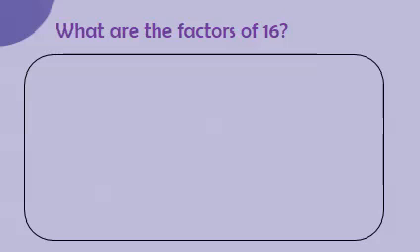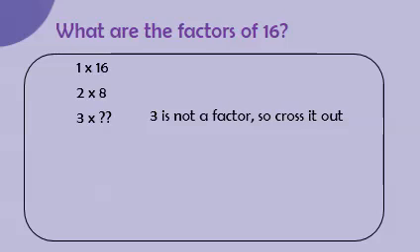What are the factors of 16? As I told you, you always start with 1. What's the number you multiply by 1 to get 16? It's 16. So 1 times 16 are the first pair. Then you try 2, 3, 4, and so on. Is there a number you multiply by 2 to get 16? Of course there is. It's 8. It's 2 times 8. And now you ask yourself, is there a number you multiply by 3 to get 16? There isn't. So 3 is not a factor, so we cross it out. And we continue till 4.